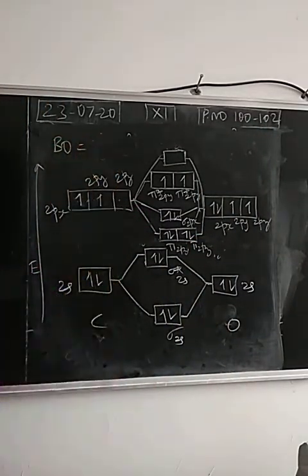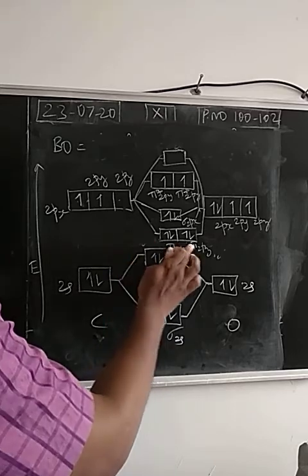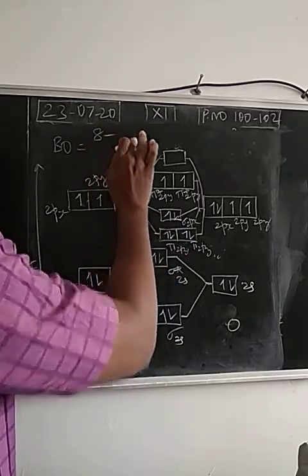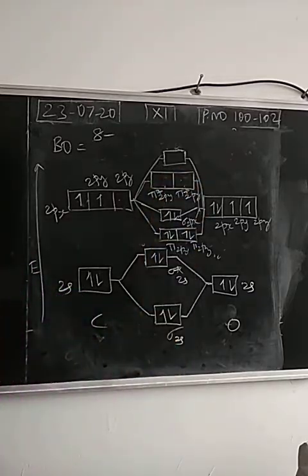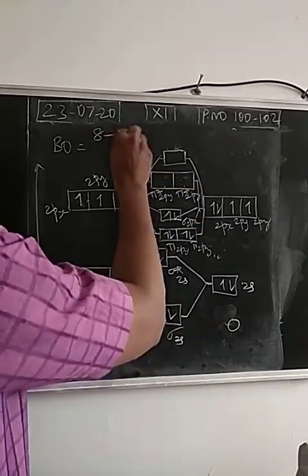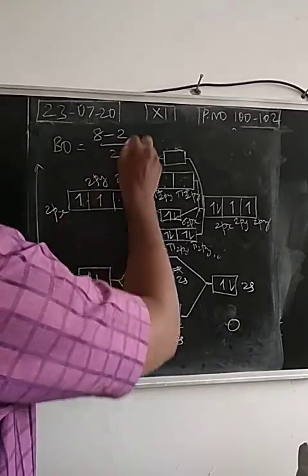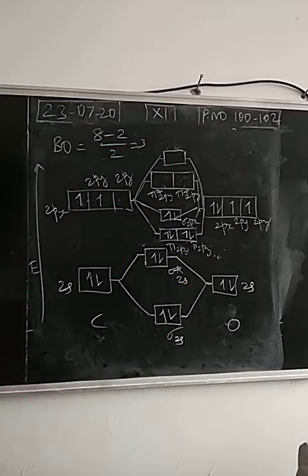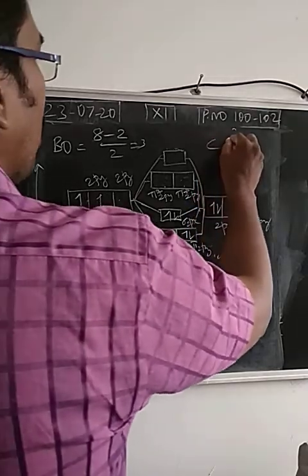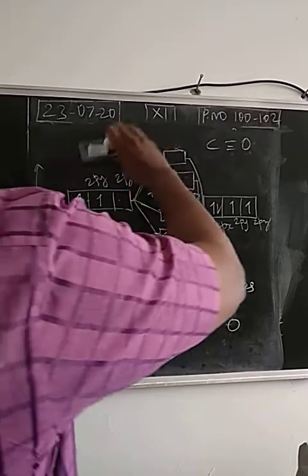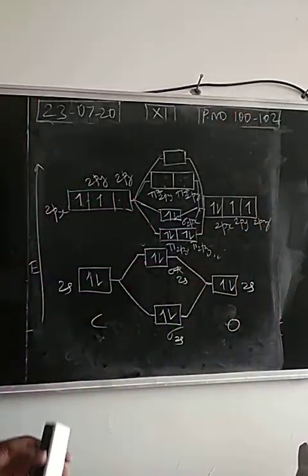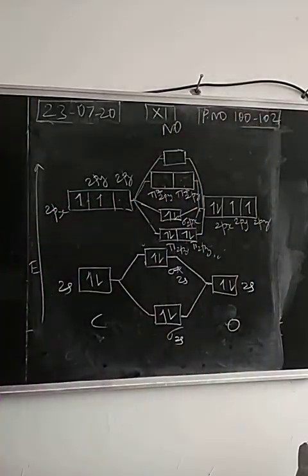Number of electrons in bonding molecular orbital: 2, 4, 6, 8. Number of electrons in anti-bonding molecular orbital: only 2. So bond order value will be 3. So between the carbon and oxygen we have a triple bond, and the molecule is diamagnetic because all the electrons are present in the form of paired ones. So with this carbon monoxide over, next we take nitric oxide.